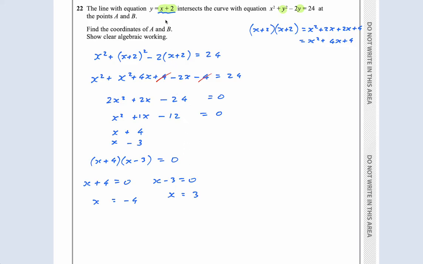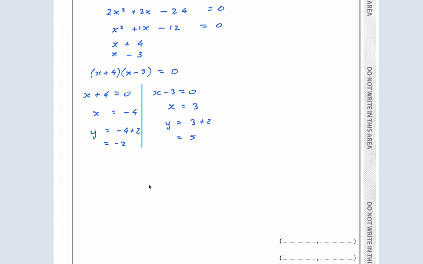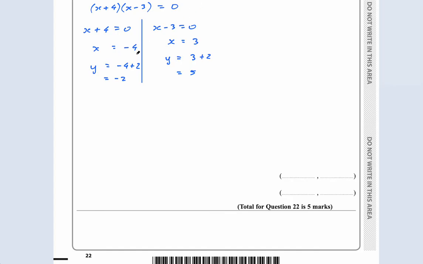To find y, I go back here. y is x plus 2. So y is equal to minus 4 plus 2, which is minus 2. And here, I'll just do a line down here, guys, just to be clear what we're doing. And here, y is equal to 3 plus 2, which is 5. So I have now my two solutions. Minus 4, minus 2, that's this one, and then I have my 3, 5.